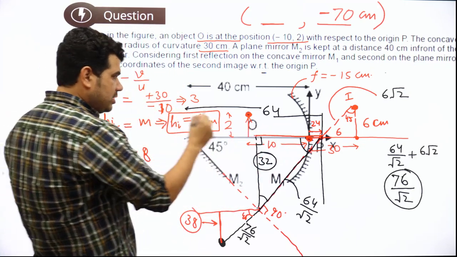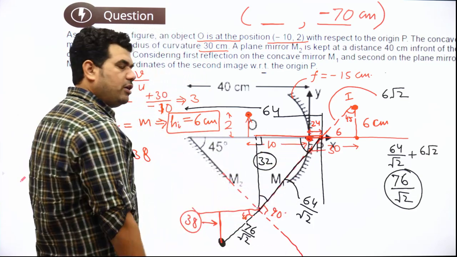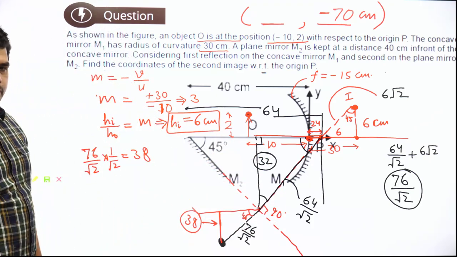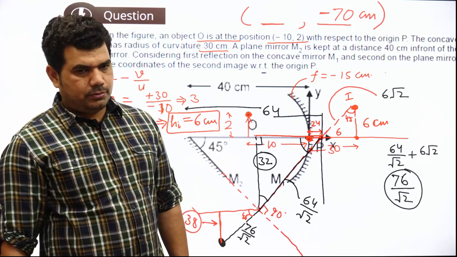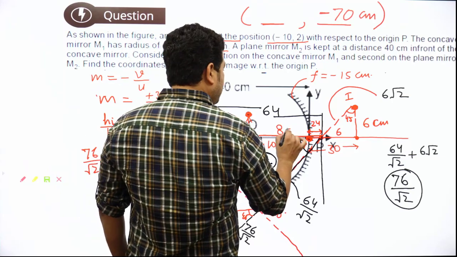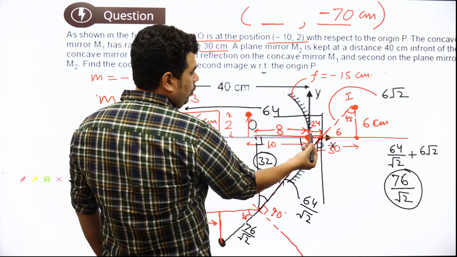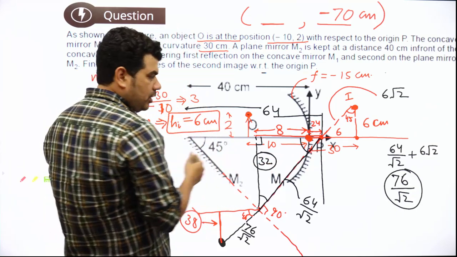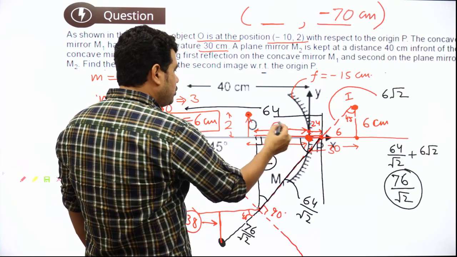If this is 32, you have to subtract this 24. So 32 minus 24. Yes, 8. Very good. This is 8 from origin, because from origin this point is at 24 centimeter. So if it is 24 and it is 32, from origin this is 8 only.